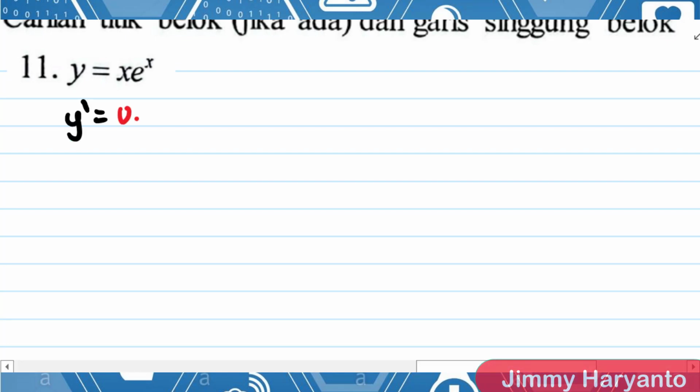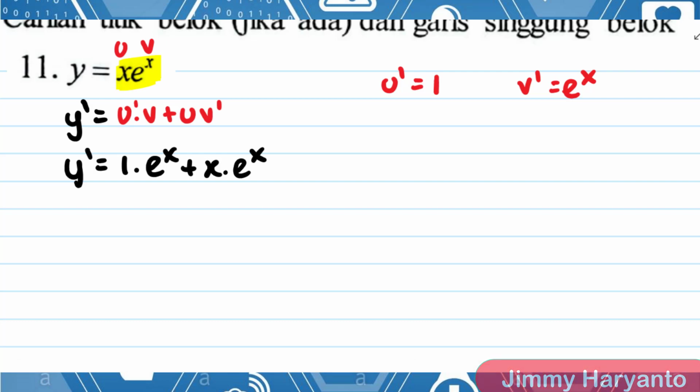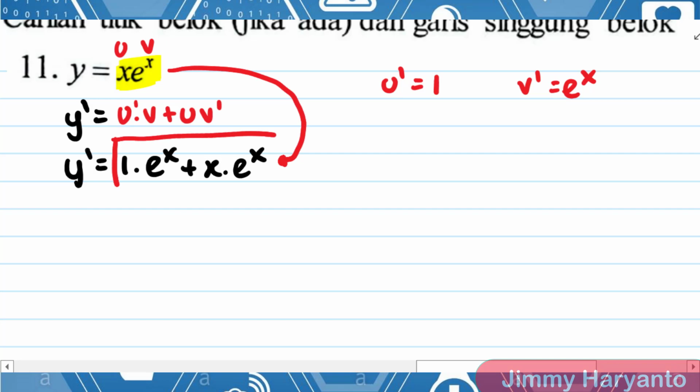Y accent equals u times v, that means u accent v plus u v accent. For this one, this one is u, this one is v. U accent equals 1 and the v accent will be e to the power of x. So the y accent will be u accent 1 times v, e to the power of x, plus u, which is x, times the v accent, e to the power of x. At this moment I want you to take notes of the differentiation of e to the power of x times x, because we will need it later for the y double accent.